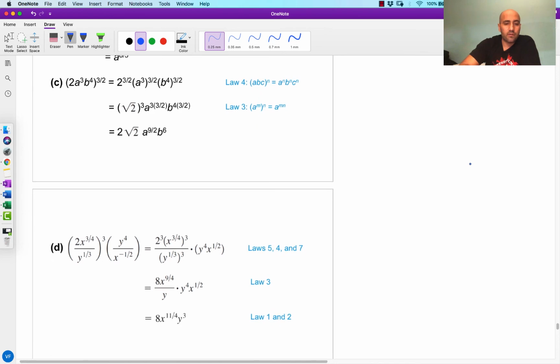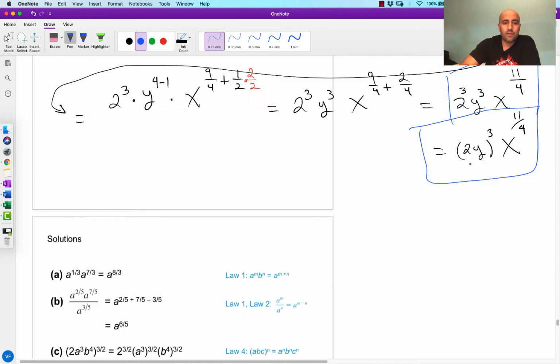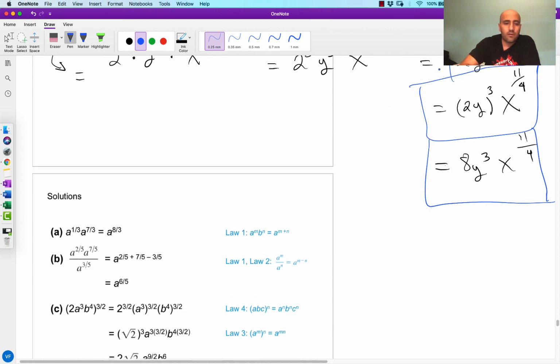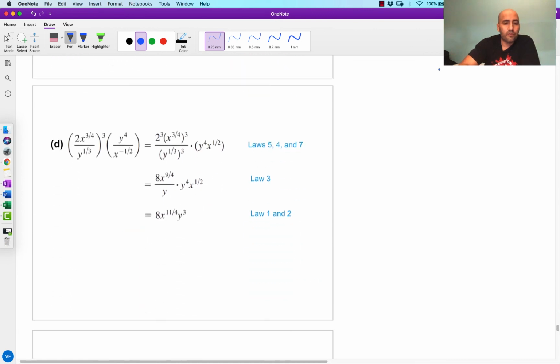And then here, what they did is just separate this, so actually multiply this out, just to make it match. So 2 to the 3rd power is 8, so 8y to the 3rd, x to the 11/4. That also matches. Right, so there's lots of different ways of presenting this, and they all are equivalent to each other.